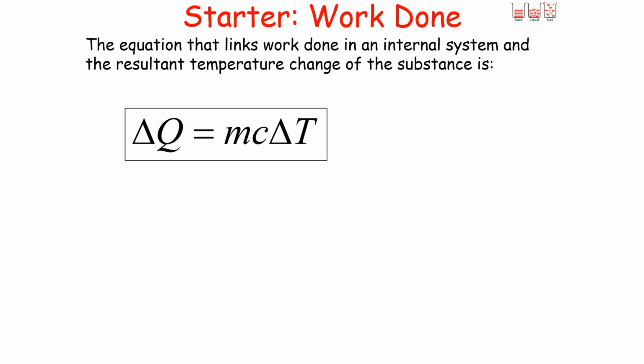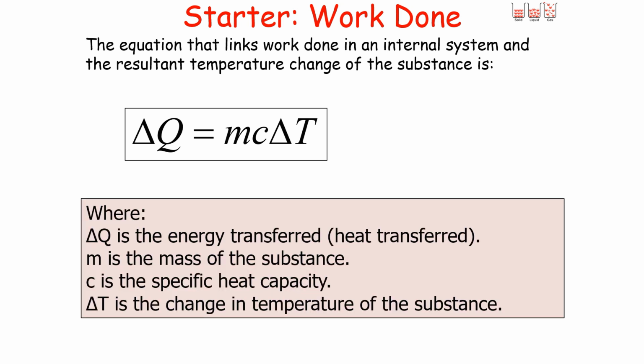Now the equation that links work done in an internal system and the resultant temperature change of the substance is delta Q is equal to mc delta T, where delta Q is the energy transferred, the heat energy transferred, m is the mass of the substance, c is the specific heat capacity, and delta T is the change in the temperature of the substance.